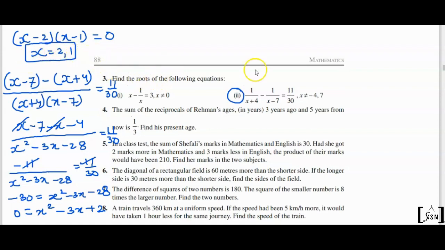Yes, whenever you solve it, always look back at the conditions. The condition says that x should not be negative 4 or 7. So if you get any value, let's say you have got minus 4, then minus 4 would not be a part of your solution, right? Anyway, we have not got minus 4 or 7. We have got 2 and 1. So my roots are 2 and 1, right? So yes. Let's have a look at question number 5.